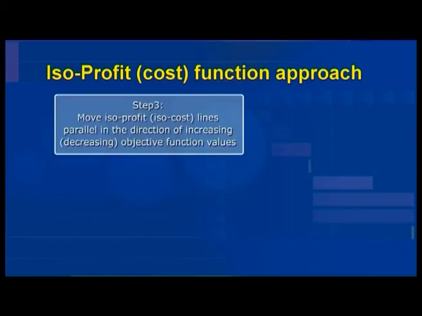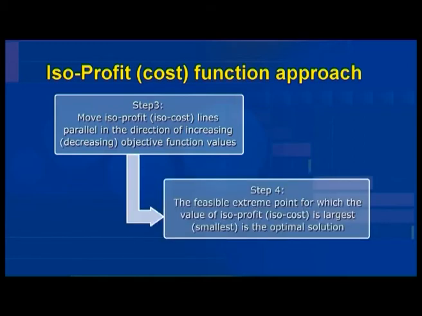Step 3. Move ISO profit lines parallel in the direction of increasing or decreasing objective function values. Step 4. The feasible extreme point for which the value of ISO profit is largest or smallest is the optimal solution.